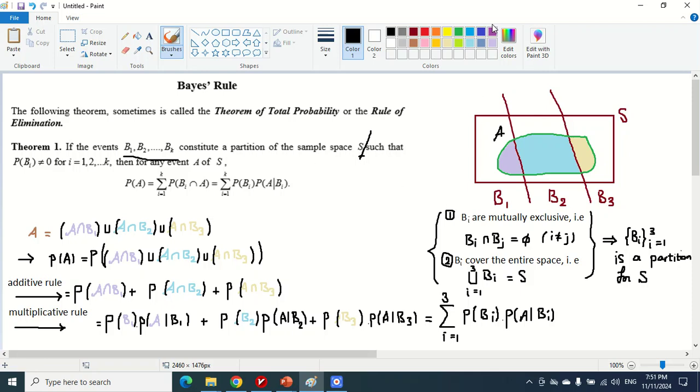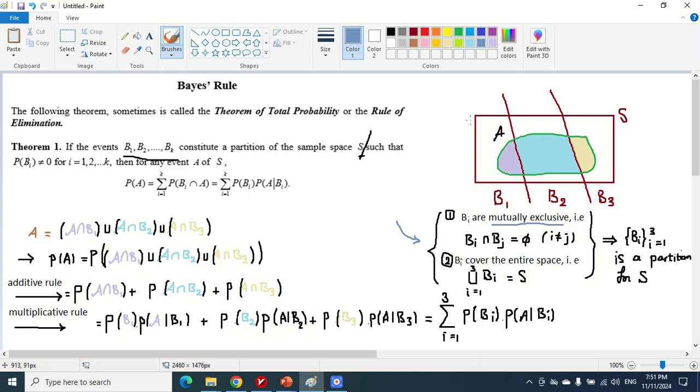For being a partition, we have two conditions. As you can see over here, I put the conditions for being a partition of S. First of all, the events we talk about should be mutually exclusive, meaning there is no intersection between the pair of events Bi and Bj, and for different values of i and j the intersection should be empty.